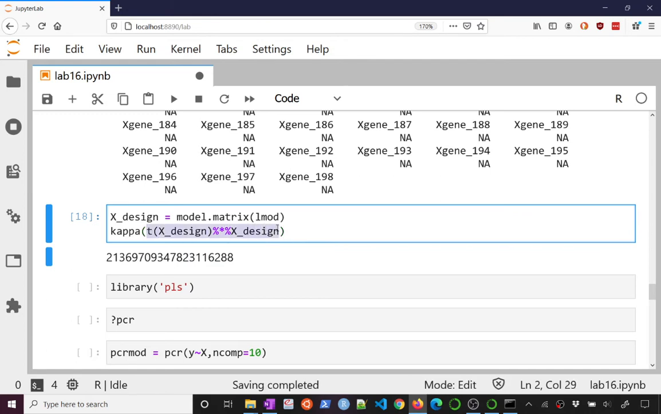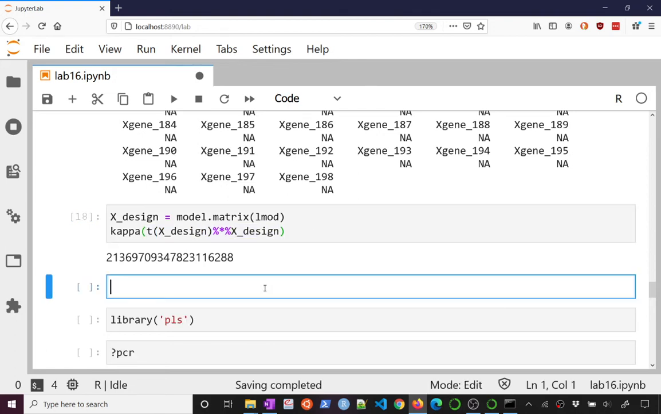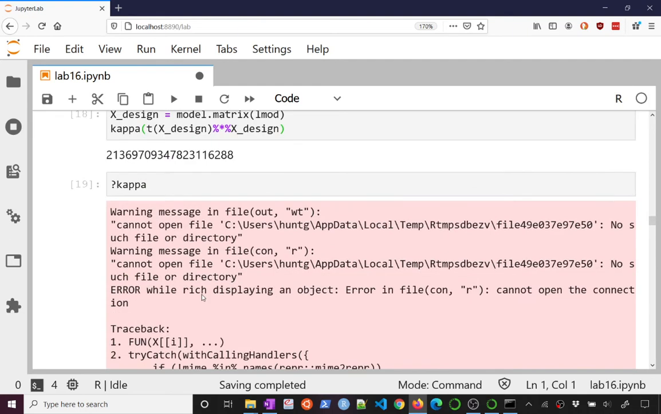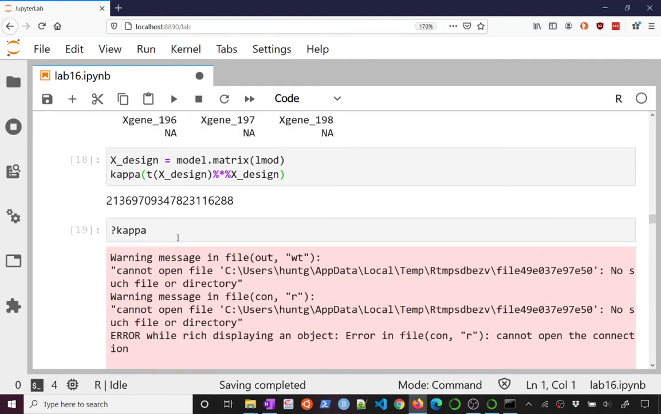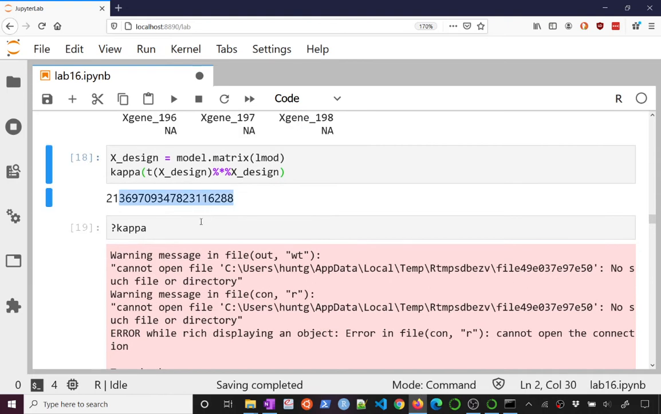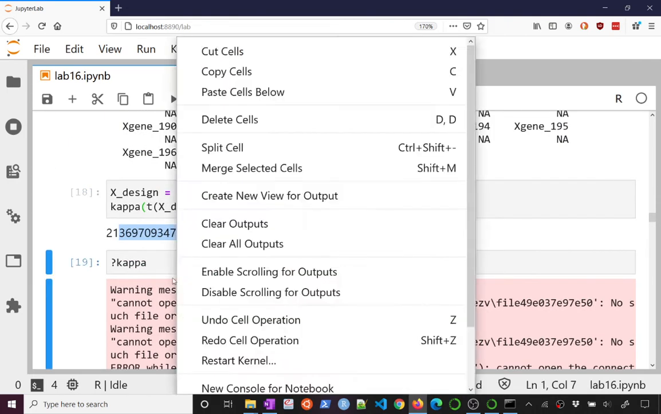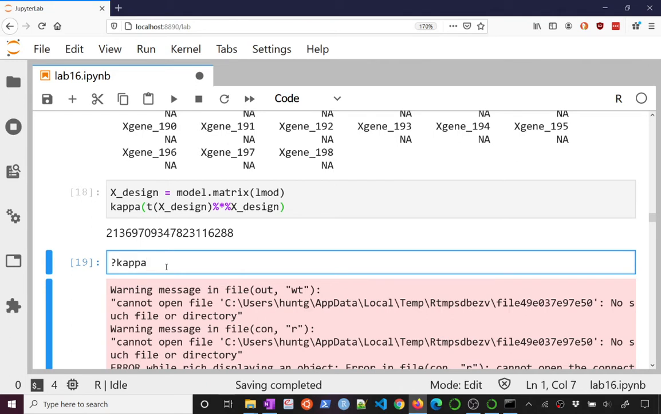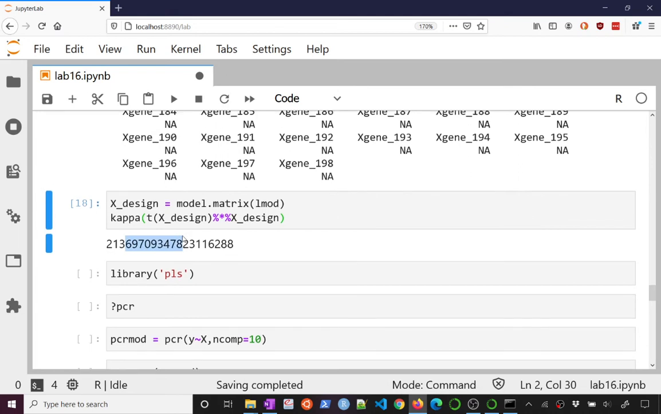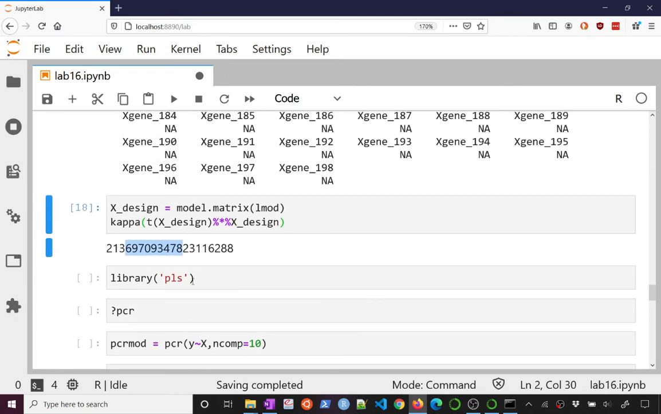It's interesting. Let me read the help page on kappa. It must be estimating, well, numerically it's not infinite, but it probably actually is. Not really sure why it's giving me an error there. That's disturbing. Okay, but basically it's very, very, very poorly conditioned.